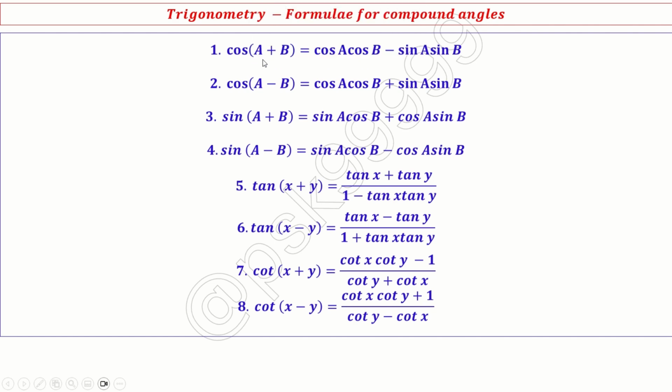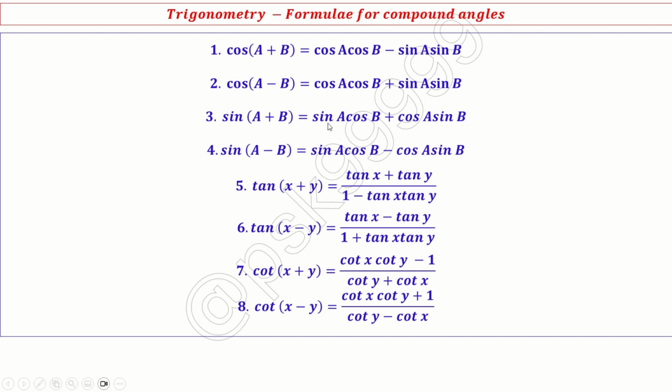If you see cos(A+B), you have the product of two cosines minus the product of two sines. And cos(A-B), do you need to remember it? Not required. Just replace B with minus B. So cos(-B) is cos B, which remains the same. But sin(-B) becomes minus sin B, so the sign will become plus here. So you don't need to remember. Once you know cos(A+B), cos(A-B) is very easy to understand.